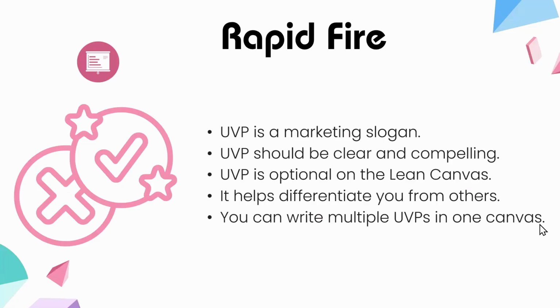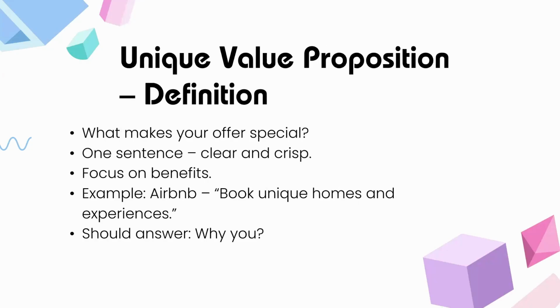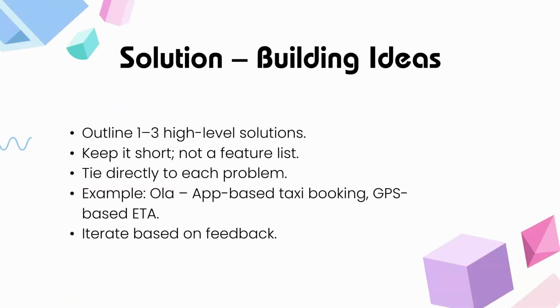Okay, let's go to the solution. Now that you know what the problem is, you know who is going to pay for it, and you want to do the best thing. Something like what Airbnb said, book unique homes and experiences. Now that you have defined what you're going to do, the question is, how are you going to do it? Airbnb started with a website, then an application. It can be an application, it can be a product, it can be a sensor, anything. It depends on the problem and the unique value proposition that you have built for your customer segment.